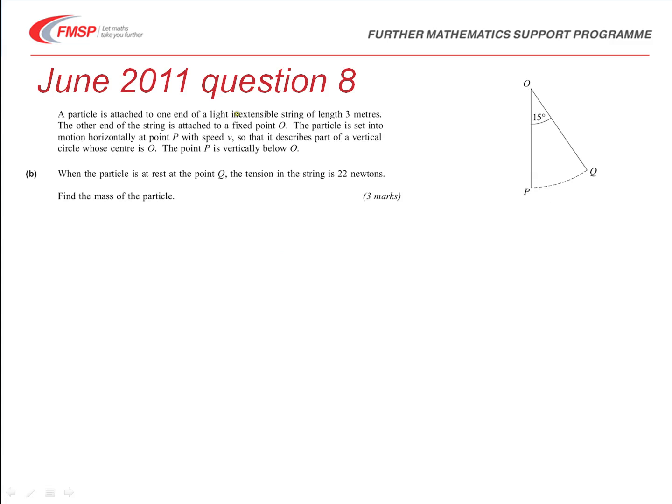Part B of the question then asked, when the particle is at rest at point Q, the tension in the string is 22 newtons. Find the mass of the particle. So we know that the tension at this point is 22 newtons. If the particle is stationary, it's at rest, it's therefore in equilibrium in the direction of the line OQ.